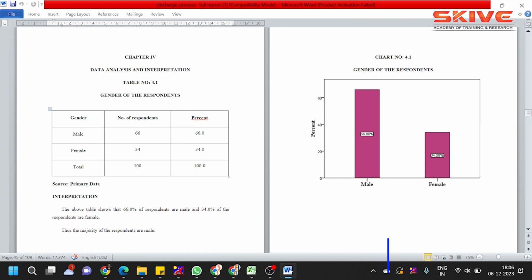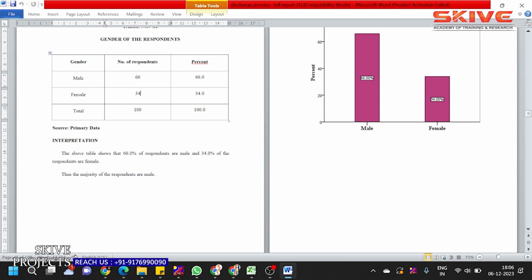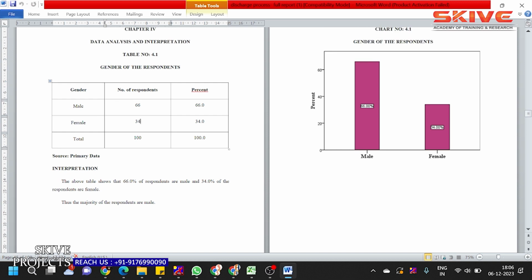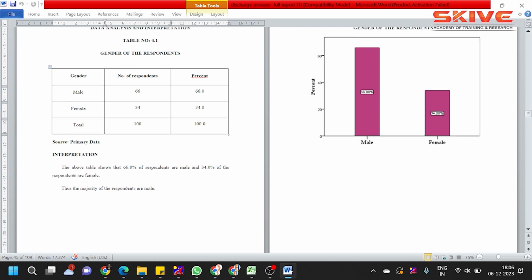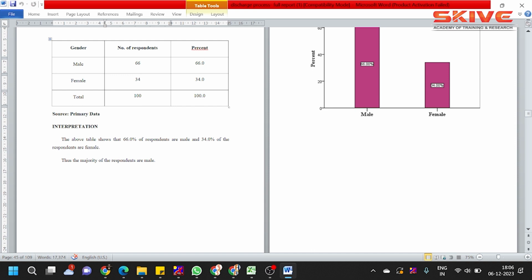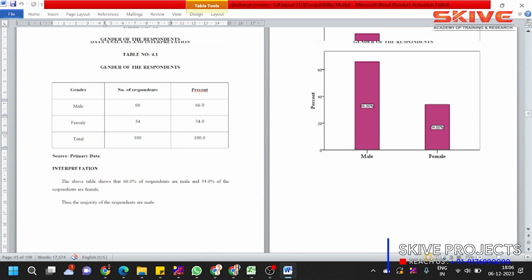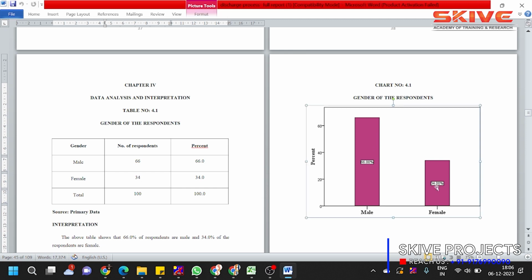The first question is about gender. Here, the male, female and total sample taken is 100. The total number of male respondents is 66 and female 34. From this survey we came to know that the hospital inpatient strength, the male strength, is higher than the female strength. This is the interpretation. 66% of the respondents are male and 34% are female, which is represented in the graph.